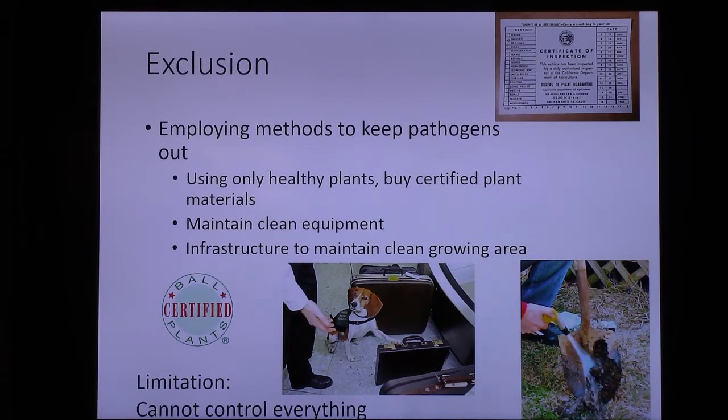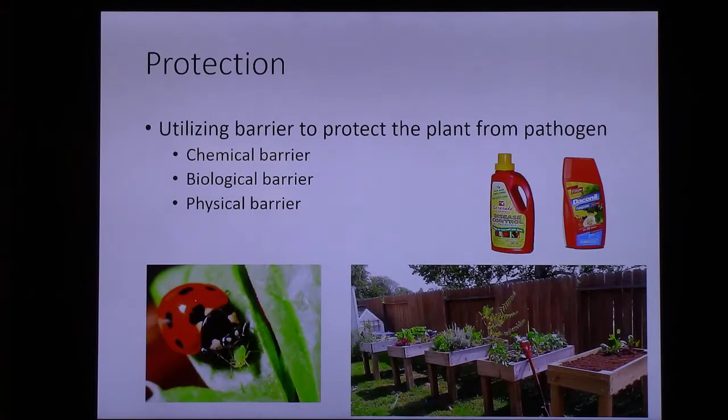Another disease control technique is exclusion, basically keeping those pathogens out, using only healthy materials, making sure your equipment is clean. What do you clean with? I'm sorry to interrupt. You can use just a bleach solution. Okay. Mix up a bleach solution and spray that on your shovels, on your hose. The thing with exclusion is, you can't necessarily control everything. But that's certainly a tool that you can add to your toolbox.